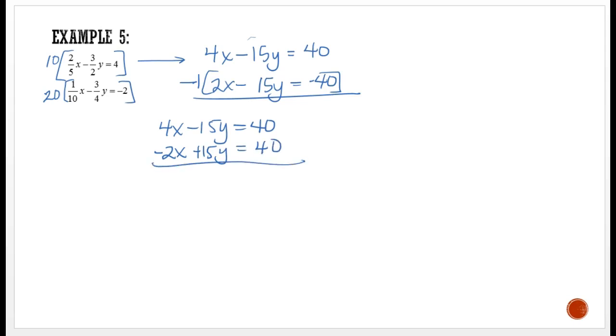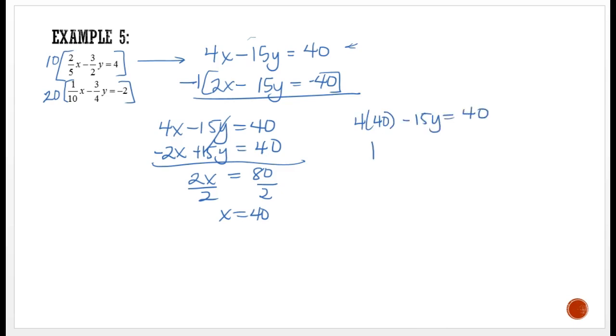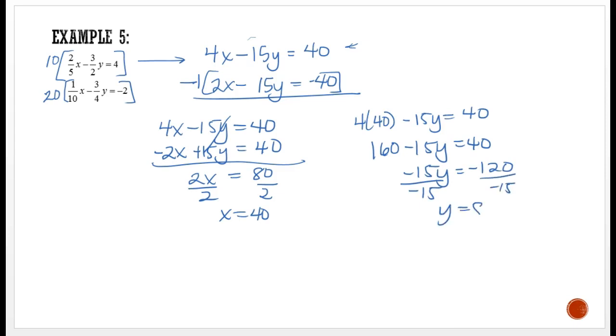All right, let's clean it up. 4x minus 2x is 2x. Negative 15 plus 15 goes away, and this is 80. Divide by 2, x is equal to 40. So now I do back substitution. I would choose one of these equations up here to solve for y. Let's use this first equation. So I'll do 4 times 40 minus 15y equals 40. 160 minus 15y equals 40. If I move that over, this becomes negative 120. If I divide by negative 15, y is equal to 8.